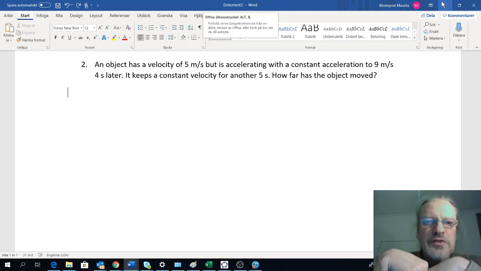An object has a velocity of 5 meters per second but is accelerating with a constant acceleration to 9 meters per second 4 seconds later. It keeps a constant velocity for another 5 seconds. How far has the object moved?